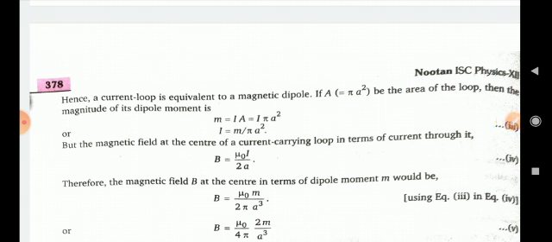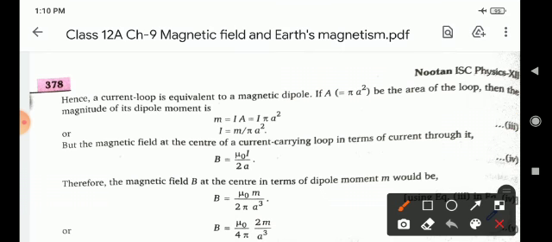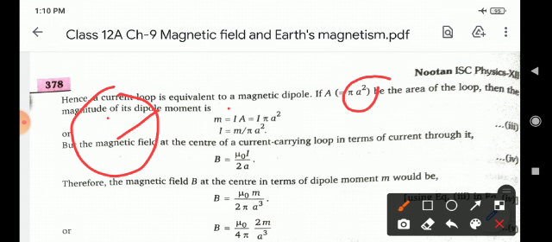Children, next, we consider a current loop equivalent to a magnetic dipole. The area of a circle is pi r square, that is M equal to I times the area of the circle. The circle has radius equal to a, right? Radius equal to a, so the area of the circle is equal to pi a square. Therefore, I equal to M upon pi a square.